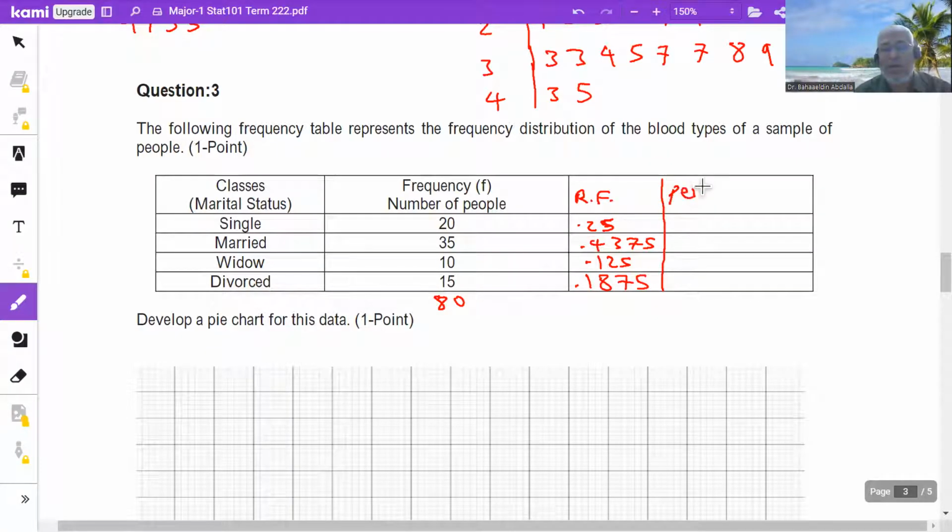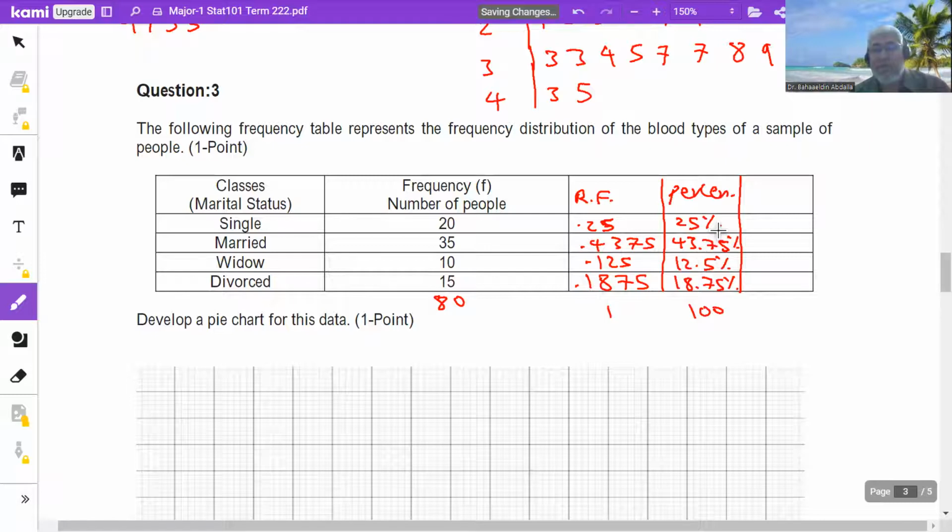I can write the percentages here, okay? So multiply each of these by 100. So I get 25%, 43.75%, 12.5%, 18.75%. If you add all of these relative frequencies, you should get 1. And if you add all of these, you should get 100.